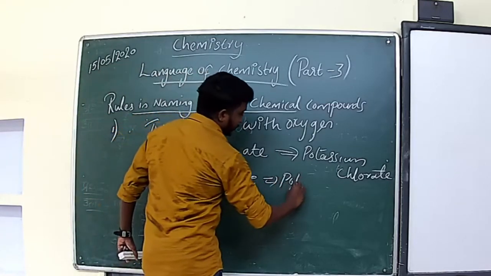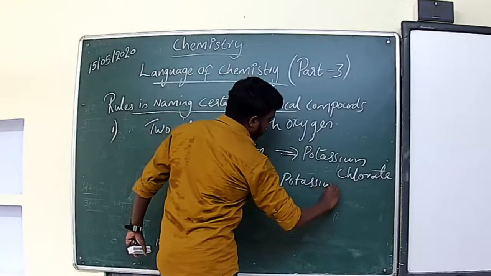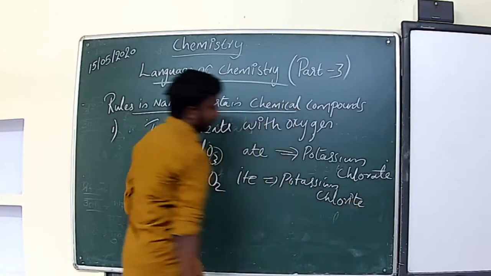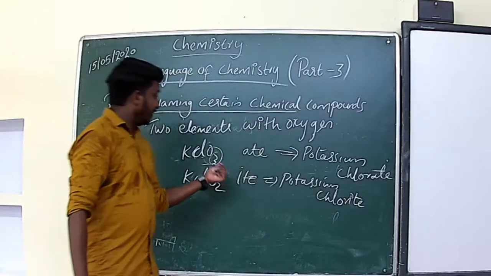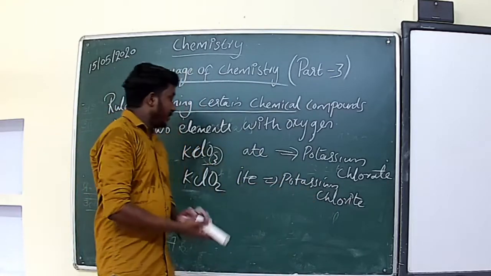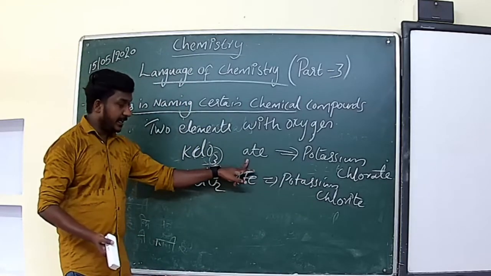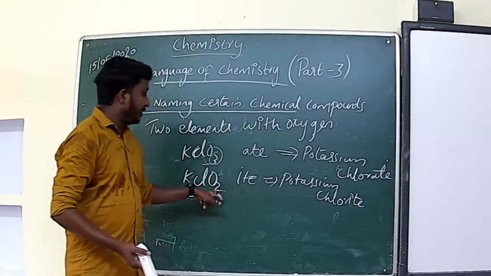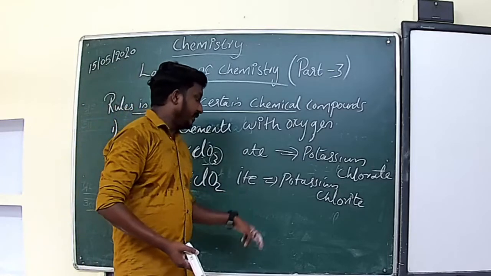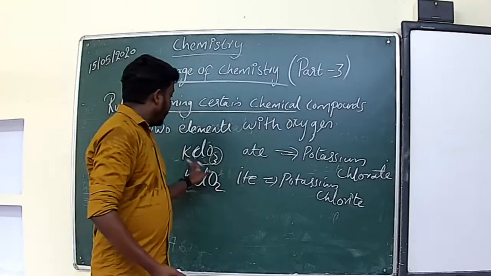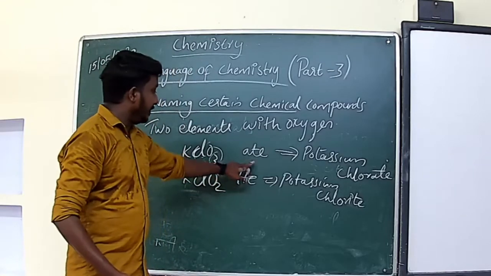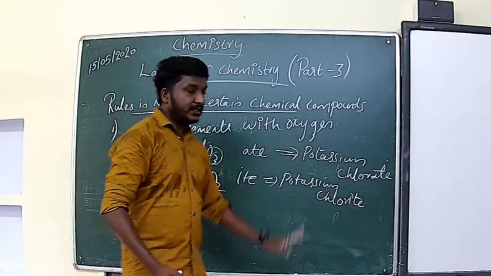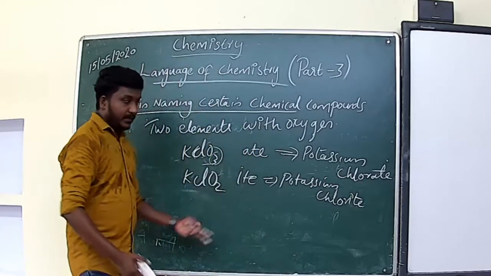So what will be the name? Potassium chlorite, ITE. So oxygen, actually there is no word for oxygen. So we will give the name for oxygen by ATE if the oxygen atom is 3. If the oxygen atom is 2, we will give the name for oxygen as ITE, right? So here you can see potassium chlorate, ATE, and potassium chlorite. Clear?